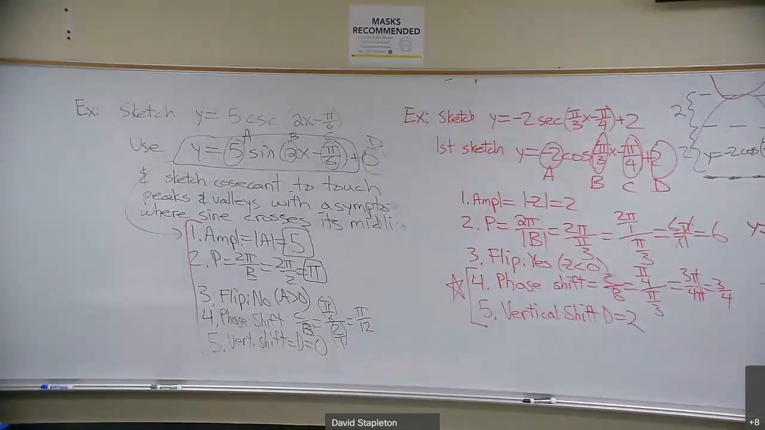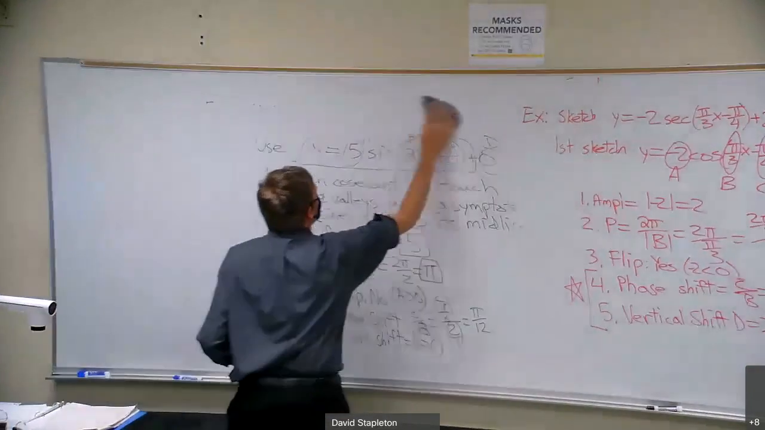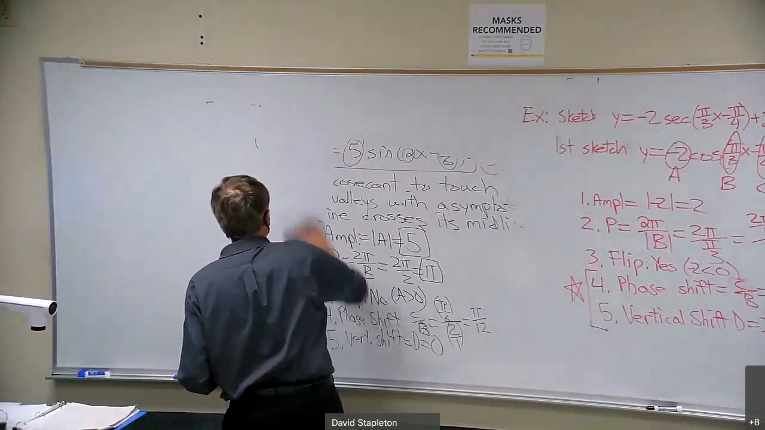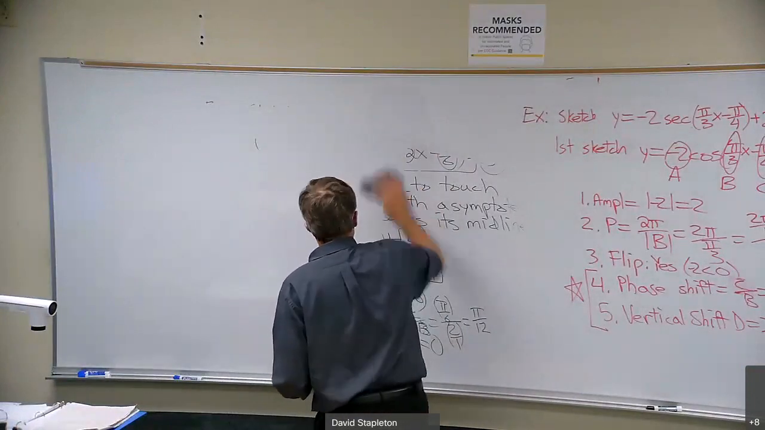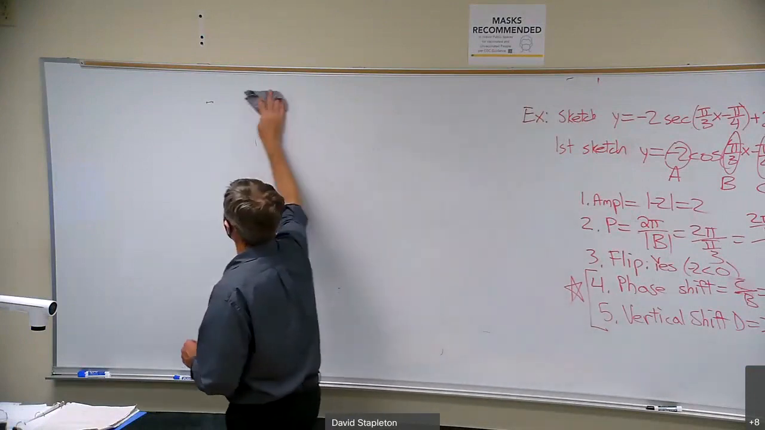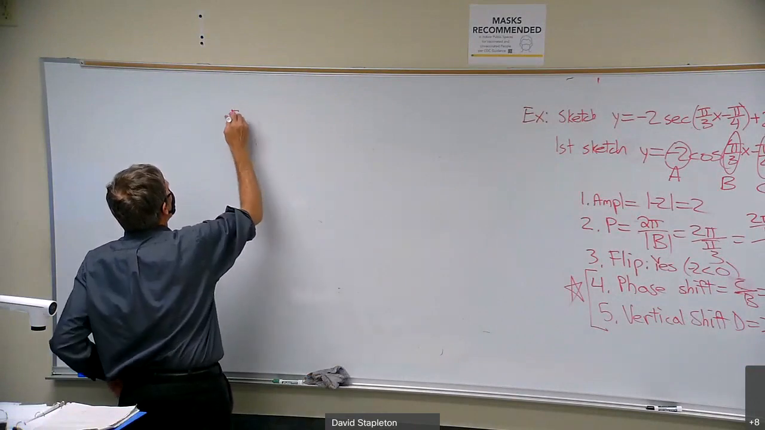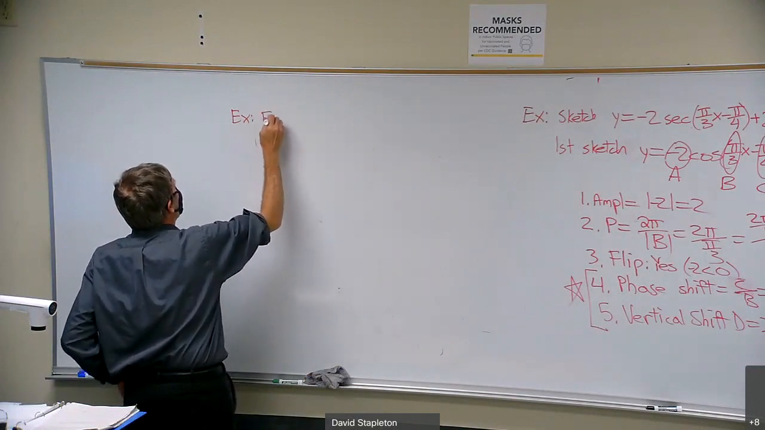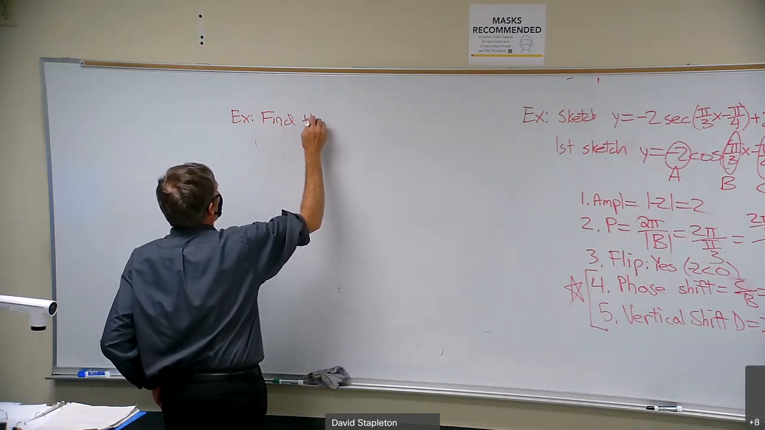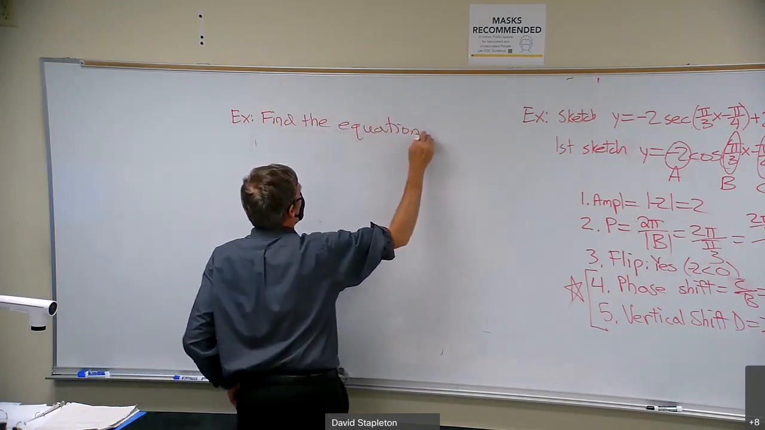Now what we want to do also is be able to look at a graph and figure out what fits it. We did that with sine and cosine. Let's do that with a secant function here, with cosecant. How about this one? Find the equation of the trig function indicated here.